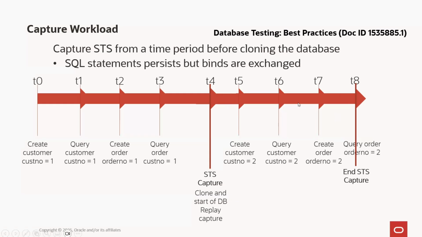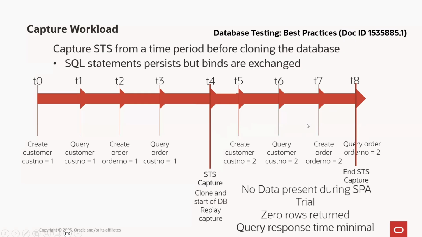right? So for example, on T4, I have create customer number 2, query customer number 2, create order number 2, and query order number 2. But remember, that is on production. On my test database, I'm at T4. I don't know anything after T4. So if I run those SQLs on this database, the data is going to be misleading because I don't have that data. I don't have T5, T6, T7, T8. So the response times are going to be minimal. So the data that SPA is generating for me is going to be misleading.